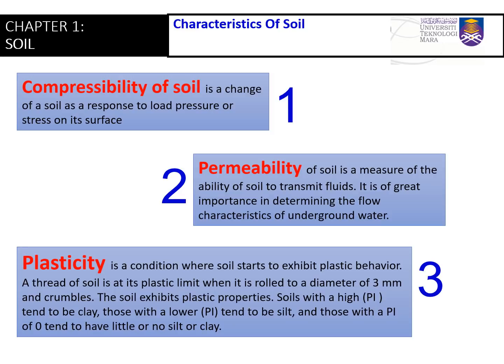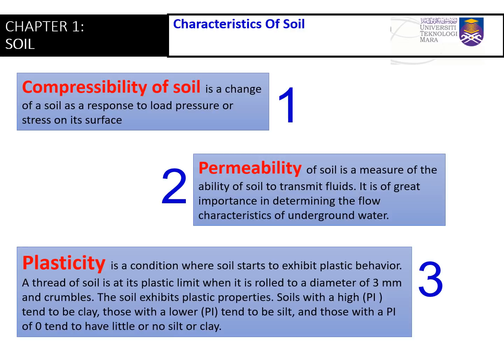Permeability of soil is a measure of the ability of soil to transmit fluids. It is of great importance in determining the flow characteristics of underground water. If it's permeable, means the soil is non-cohesive. Tapi kalau it's not permeable, meaning it's cohesive.